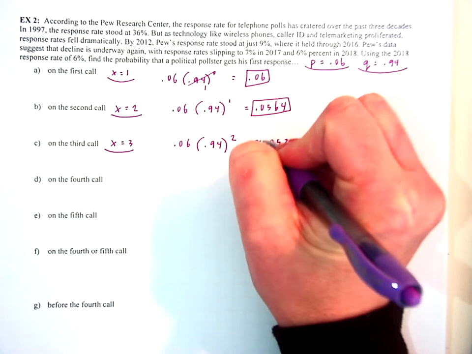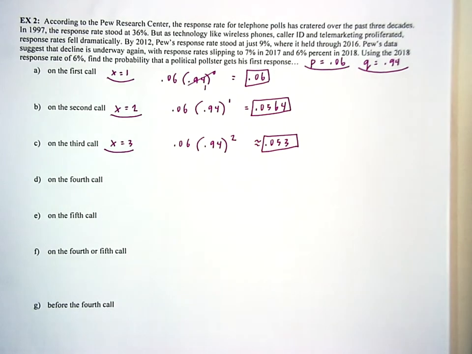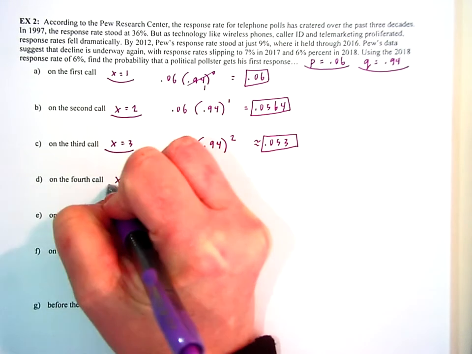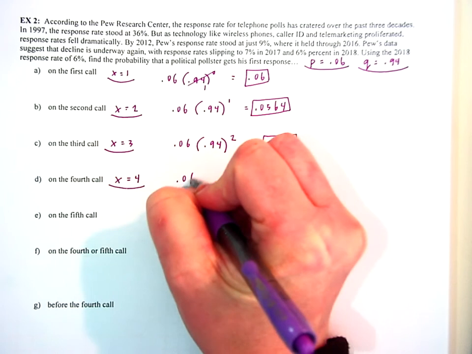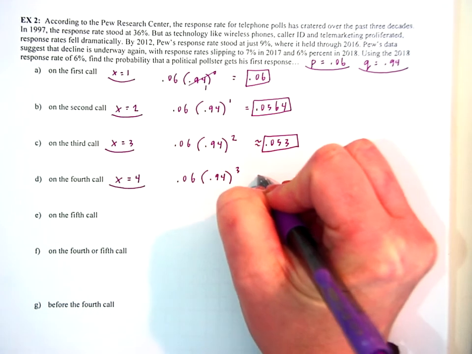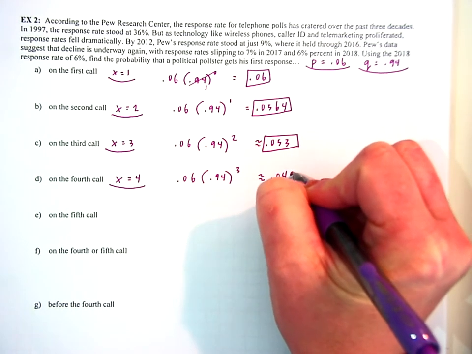I keep having you round to 4 decimal places. So here it just worked out to be 0.053. Okay, successful on the fourth call, so x equals 4. So 0.06 times 0.94 to the third power. That will get me about 0.0498.